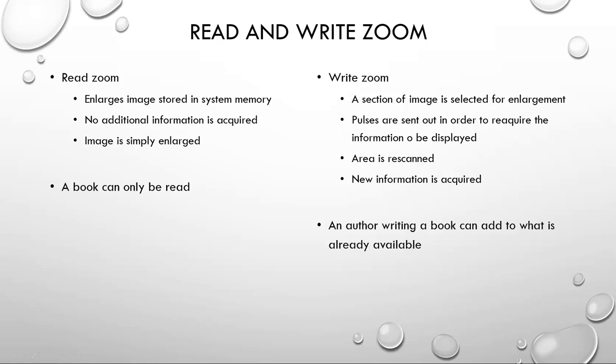Read and write zoom. We have something called a read zoom. This takes an image stored in system memory and enlarges it so that we can see the detail a little better. No additional information is acquired, the image is simply enlarged. This is a post-processing function because we're doing it with a frozen image, and I like to think of it as the analogy of a book. A book that you're reading can only be read. You can't write the book as you're reading it, it's published by a different author.